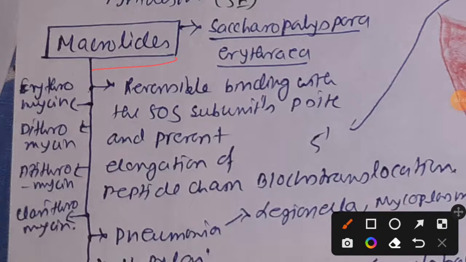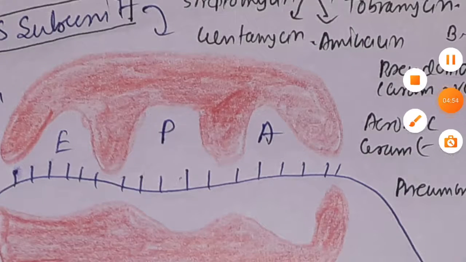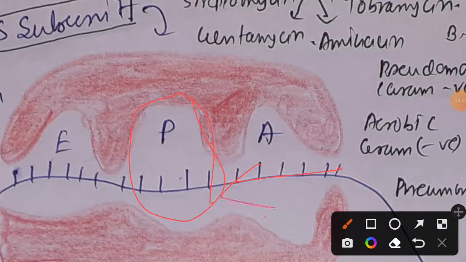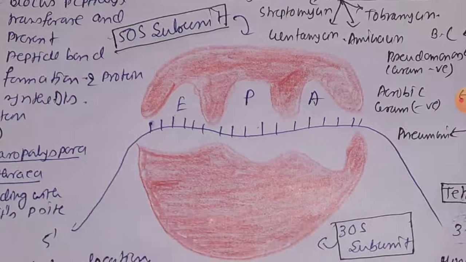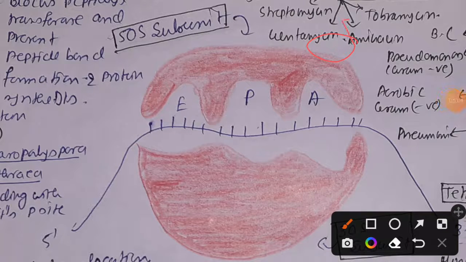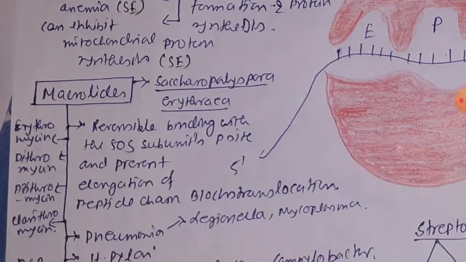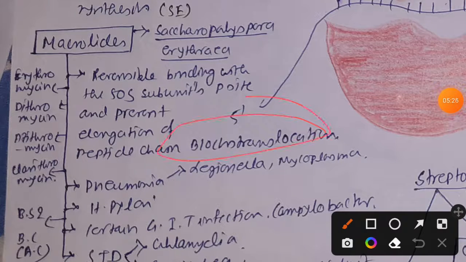Macrolides bind reversibly with the P site of the 50S ribosomal subunit. That means the macrolide will bind here and inhibit further elongation of the peptide chain, because remember, tRNA will come, react with the codon and attach an appropriate amino acid on the basis of the codon present. If a macrolide is present here, it will prevent that elongation, and it also blocks translocation. That is the idea of macrolides.